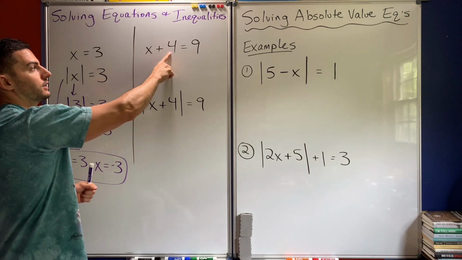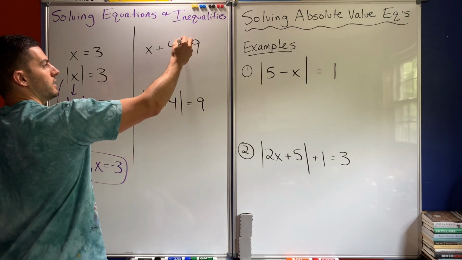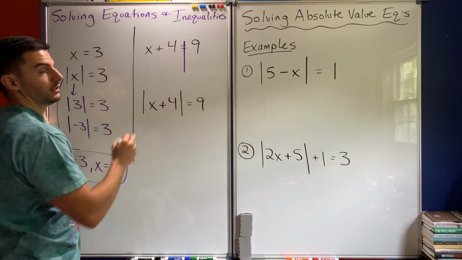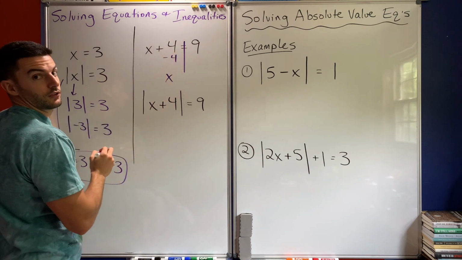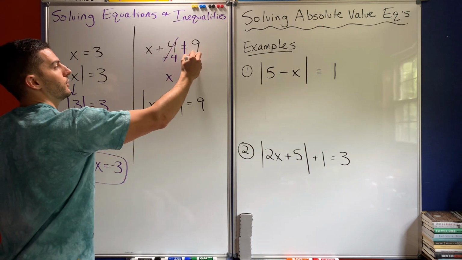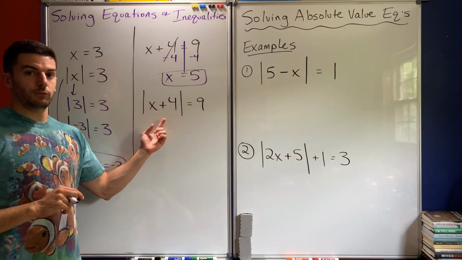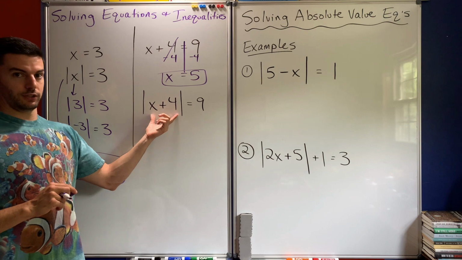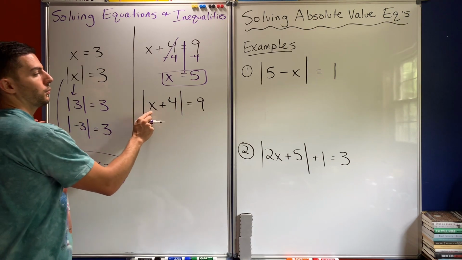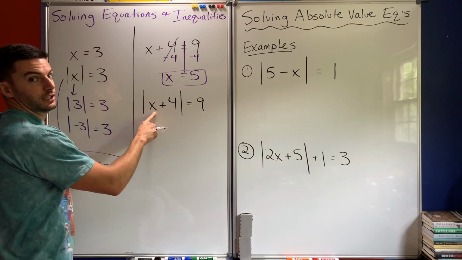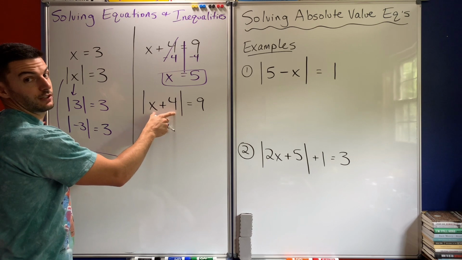So if I have x plus 4 equals 9, that's just a very simple equation, and all I would need to do to solve for x here is subtract 4 from both sides. 9 minus 4 equals 5. But for the bottom one, if I said the absolute value of x plus 4 equals positive 9, think about that. I'm wondering, what are the values that x could be to make this equal 9 after I take the absolute value of it?